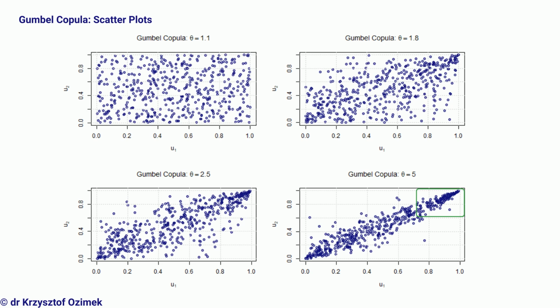This suggests that when theta equals 5, the copula is capable of effectively modeling a relatively strong correlation between variables at high values. If such a strong correlation were present in real data, a scatter plot of those variables would likely resemble the one we see here, with very high point density in the upper right corner.